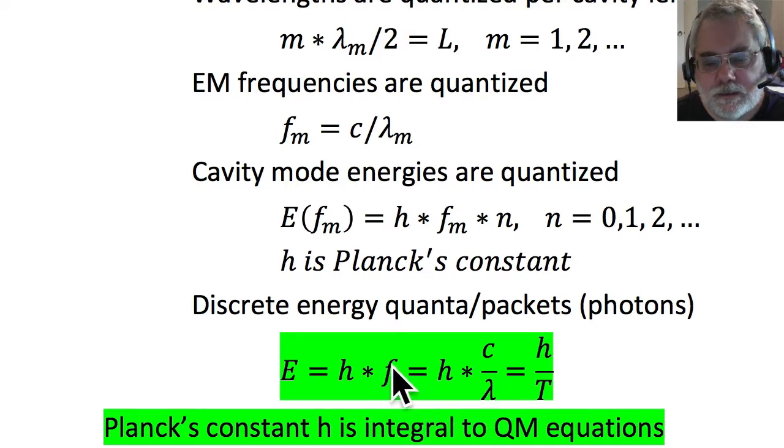Frequency is, the units is 1 over second or hertz. So frequency is the cycles per second. We also get a formula h over t, where t is the period, the time of a cycle. So these are all formulas we can use for discrete energy quanta of light.